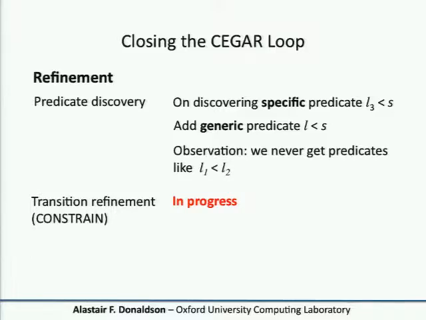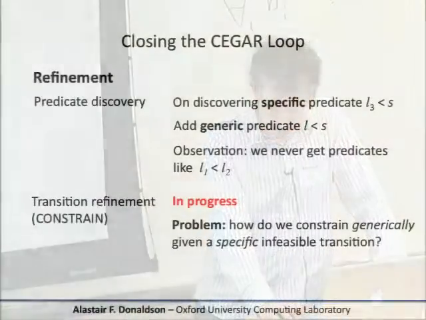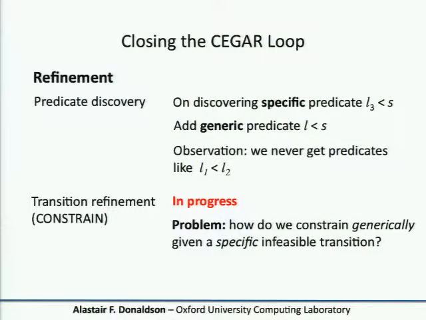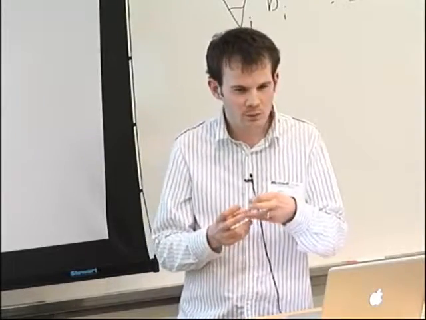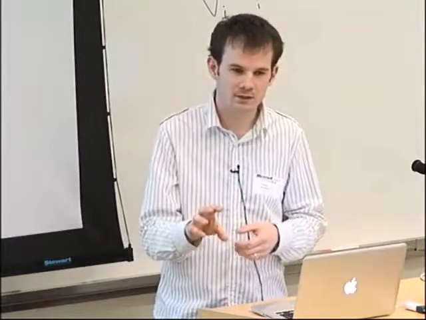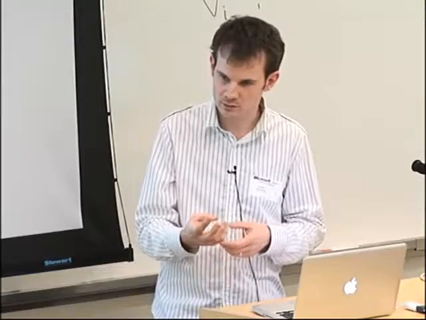And then transition refinement, constraint-style transition refinement. This is in progress. The problem is you may get a spurious transition between two abstract states, but these states will refer to very specific thread IDs. And then in your Boolean program, you want to add a constraint to rule out this transition. But you can't add a constraint about specific threads. If you did, you would destroy symmetry, which is the thing that makes our approach scale. So we're working out a way to write a generic constraint, which will involve some quantification, will involve extending our Boolean programming language a bit and extending the B-Boom model checker accordingly.